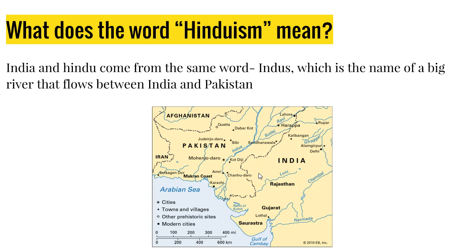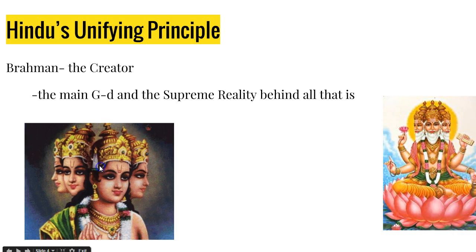Now, some people say that the word Indus really means eternal religion, and so this idea of Hinduism is the eternal religion of those who follow it. Not all believe that, but a lot of people do find that to be the case. But at the very least, India and Hindu come from this word Indus, which is the name of the river here that flows and then drops into the Arabian Sea.